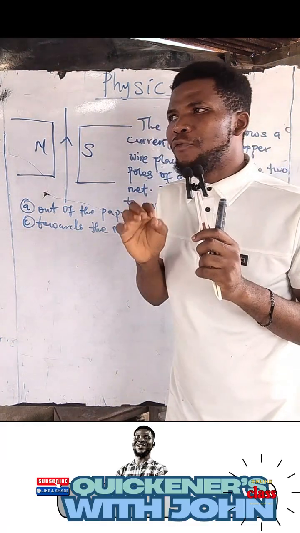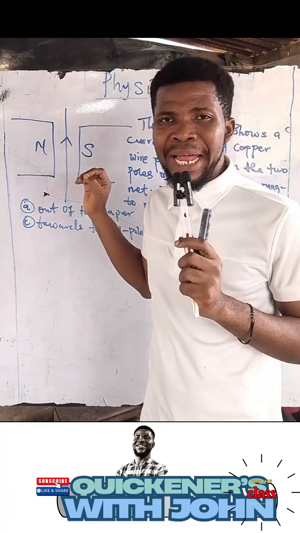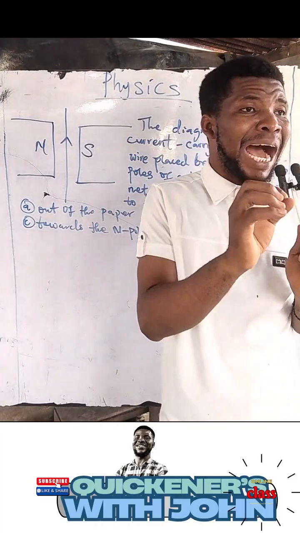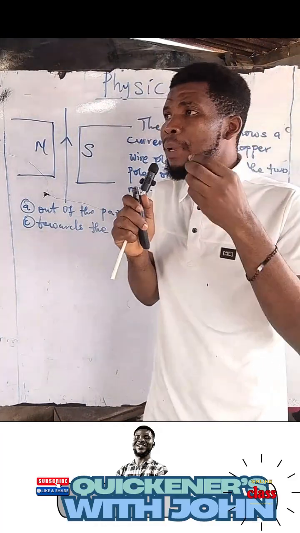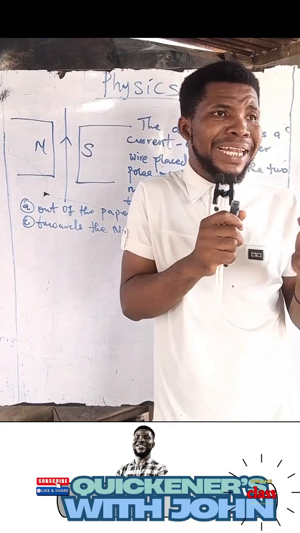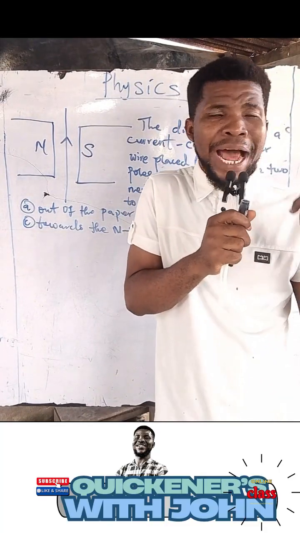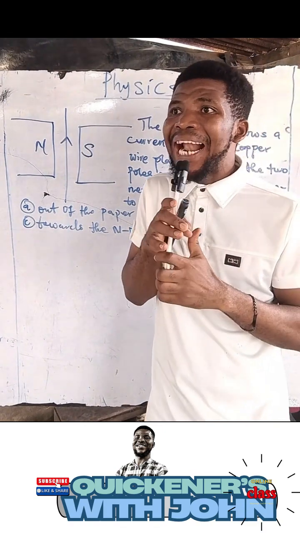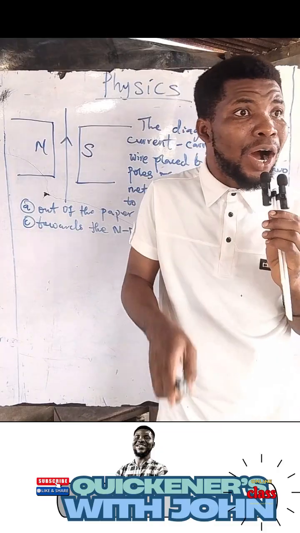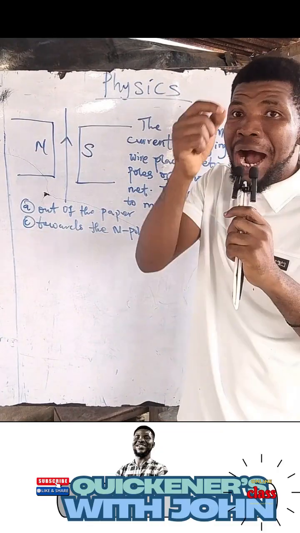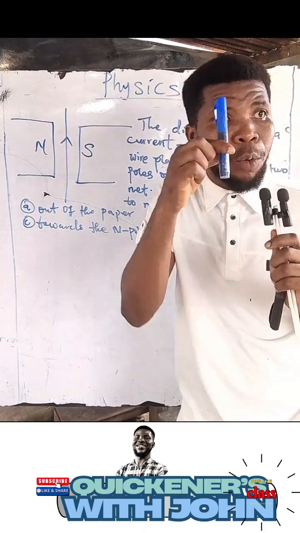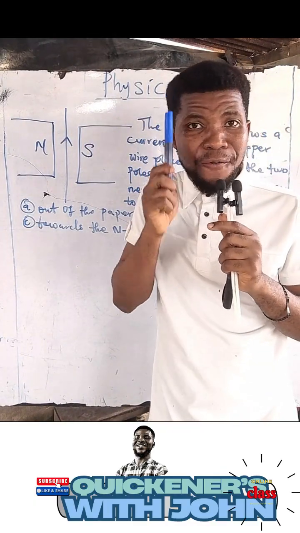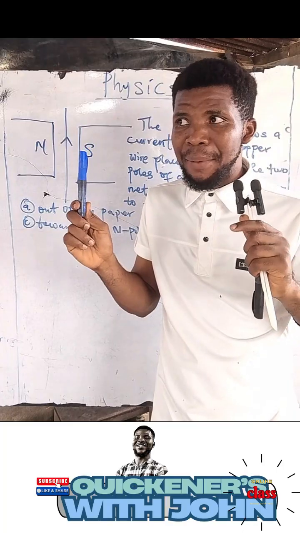Now, first of all, when you are discussing along the lines of this topic, the first thing is that we have some laws that determine the direction of the field around a current carrying conductor. That is, if you have a wire carrying current, it has a field around it. That is a fact that is established.